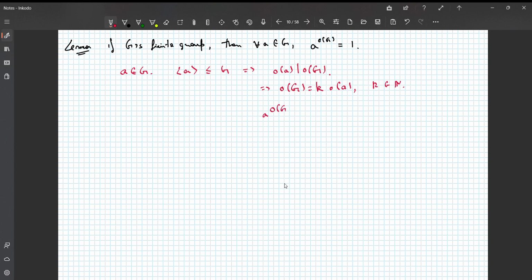Then what is A to the power order of G? A to the power order of G is nothing but A to the power k times order of A, and that is (A to the power order of A) whole to the power k. But A to the power order of A is 1, so that's 1, right? Clear?